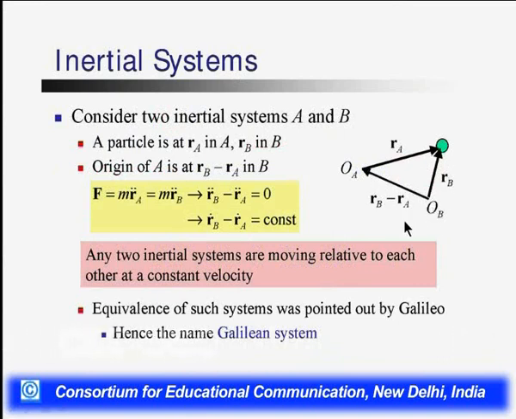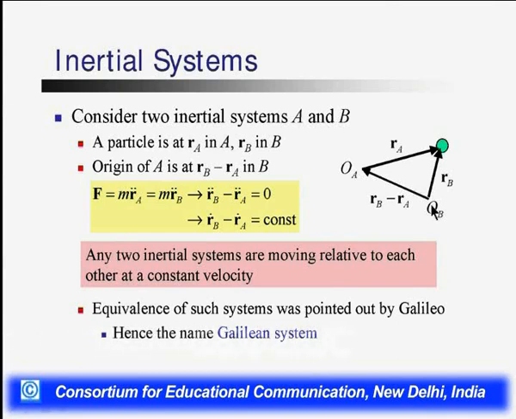One is A and the second is B. Now a particle is at RA. Here we have the two inertial systems A and B. The particle's position from here to here is defined by RA in A, and the particle's position is RB in B. The origin of A is here, and the displacement of the origin is RB minus RA in B.